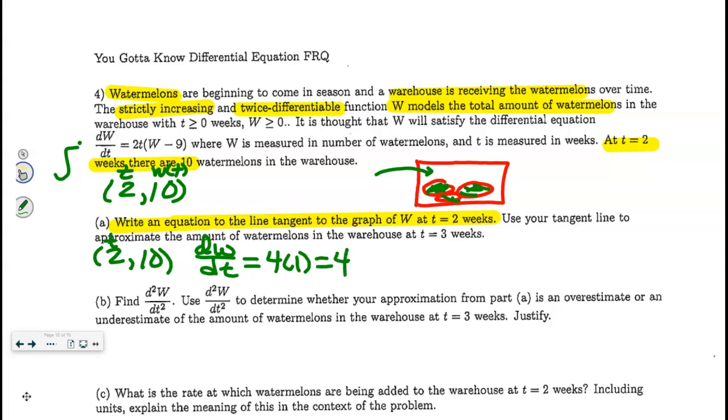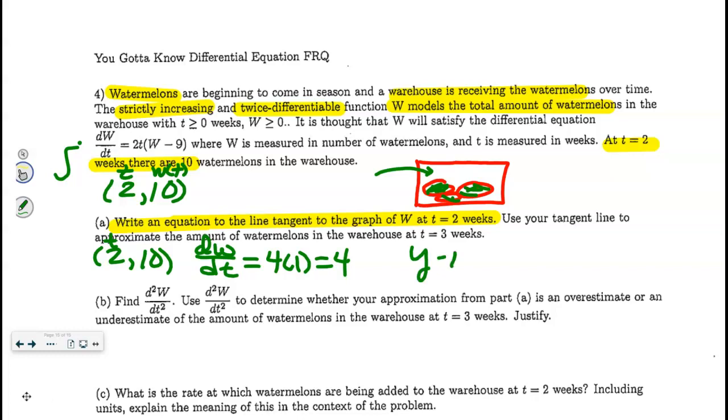So really what that means is at 2 weeks, the rate of watermelons is changing at 4 watermelons per week. It seems like it should be hundreds of watermelons. That's not very many watermelons, right? That's a very slowly increasing warehouse. Here's a watermelon, then wait 24 hours. Here's a watermelon. It's a very slow rate of change. Anyway, let's go write our tangent line equation.